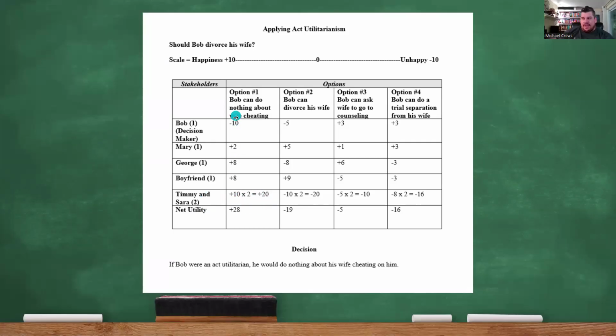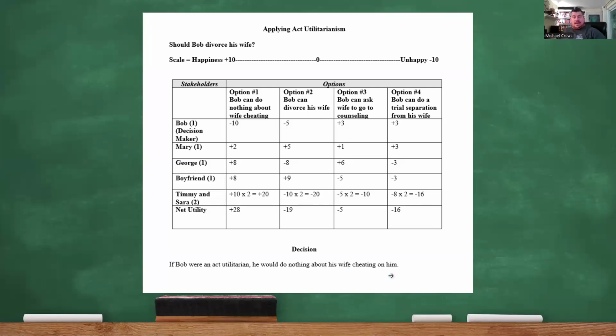So what I did is once I got the score for each one, I totaled it up and I got +28. And I'm not going to go through each one, but you can pause the screen and look at it. You can see I came up with some numbers and I got -19, -5, -16. So when I go to make my decision, I look to the act utility chart and I say, if Bob were an act utilitarian, he would do nothing about his wife cheating.